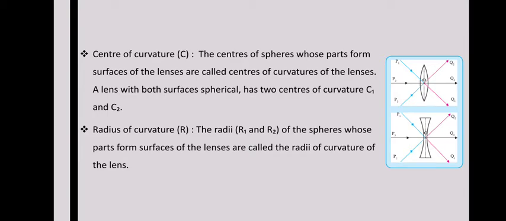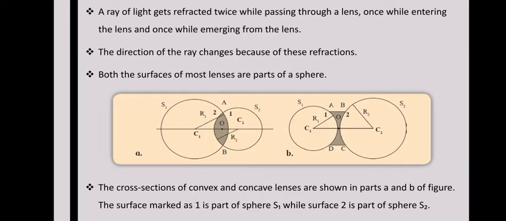Now let's see what is the center of curvature. The centers of the spheres whose parts form the surfaces of the lens are called the centers of curvature of the lens. A lens with both surfaces spherical has two centers of curvature, C1 and C2. You can see here, C1 and C2 are your centers of curvature. Here, if you see this one, C2 and C1, they are the centers of curvature. Your C1 and C2 are also the centers of curvature.